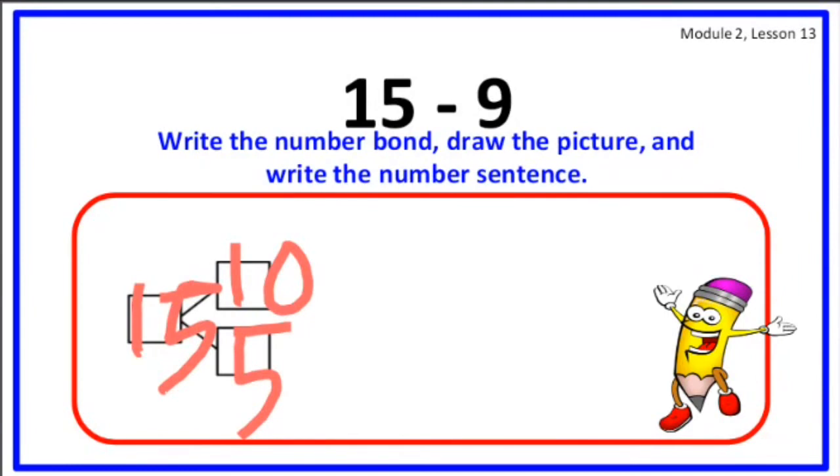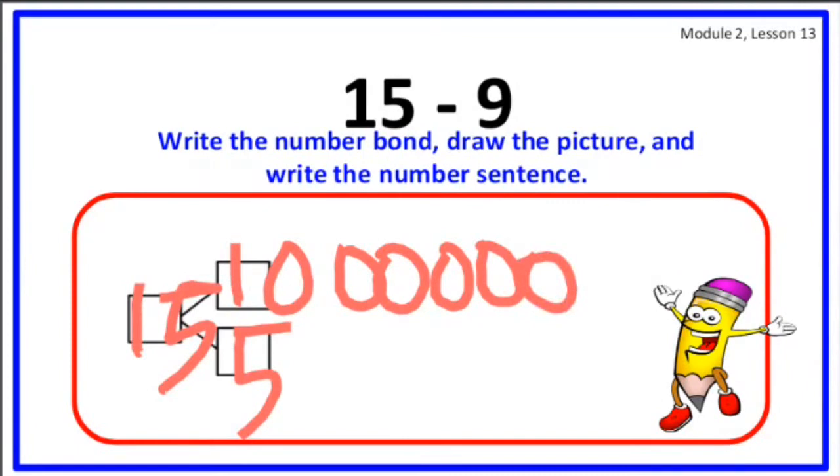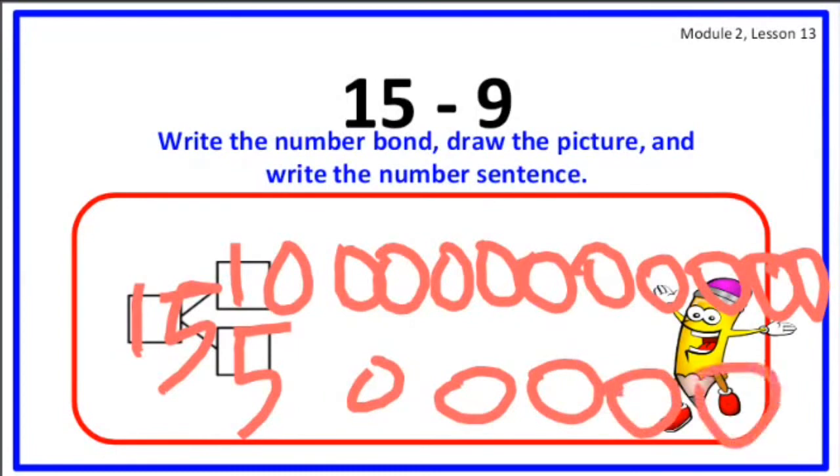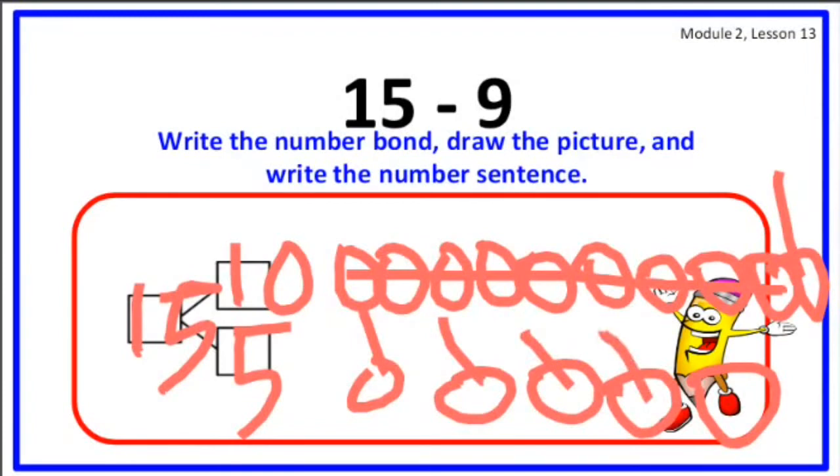Now I'm going to draw my 10 circles because I want to cross out from 10. So 1, 2, 3, 4, 5, 6, 7, 8, 9, and 10. And here I have my 5. 1, 2, 3, 4, 5. So cross out my what? 9. So I'll cross out my 9. How many is left? 1, 2, 3, 4, 5, 6. So that means 15 minus 9 will give me what? 6. Yes, clap for yourself.